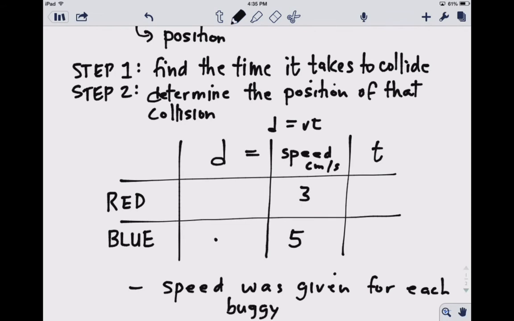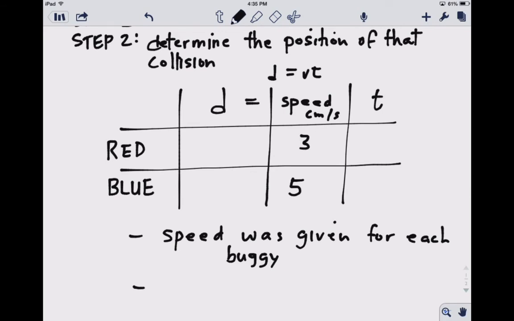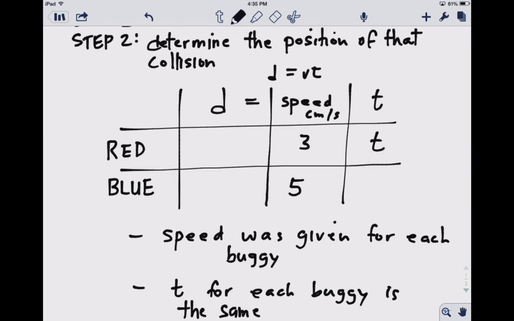Here's the next concept. T for each buggy is the same. So I'm just simply going to represent each time with the letter T. There's nothing to it. The reason I know the time is the same is that we started the buggies together, said 1, 2, 3, go, and they ran. Then the collision happened at the same time. The red buggy hit the blue buggy when the blue buggy hit the red buggy. So the amount of time it takes for them to collide is the same, and I don't have to distinguish between their times.